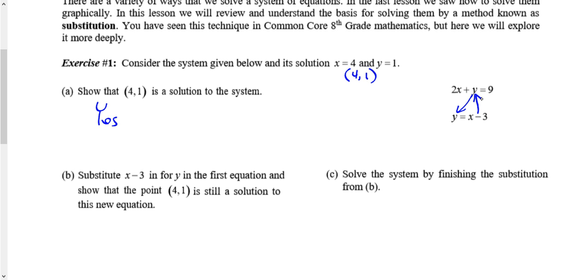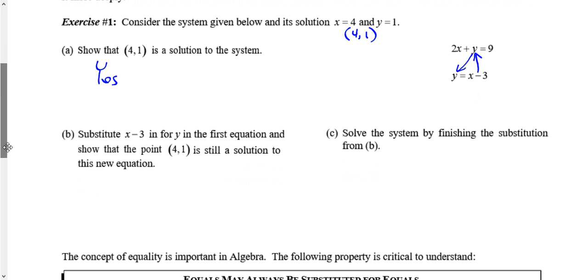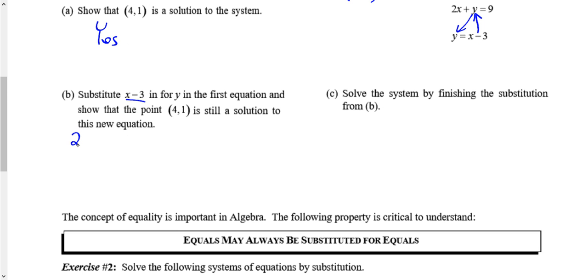Probably you've done it before. That's what they want us to do: substitute the x minus 3 in for y in the first equation. So let's do that. Instead of 2x plus y, it's going to be 2x plus what? x minus 3. Do I need parentheses around that? Technically, yes, because then I distribute a 1. Definitely if you're subtracting it, because then it would change it.